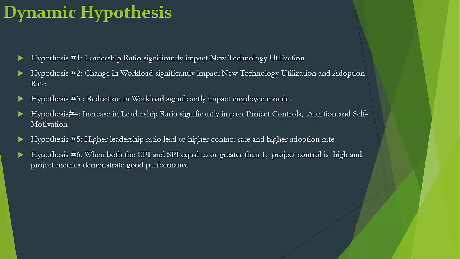We worked off of 6 main hypotheses, and a lot of these use the main variables I was talking about before, mainly leadership ratio, new technology utilization, workload, adoption rate, workload again, attrition, self-motivation, and then also some product development measures for managing products like the CPI, Cost Performance Index, and the SPI.